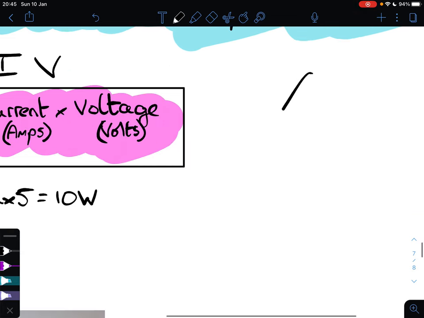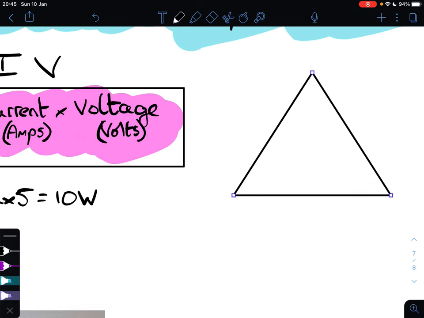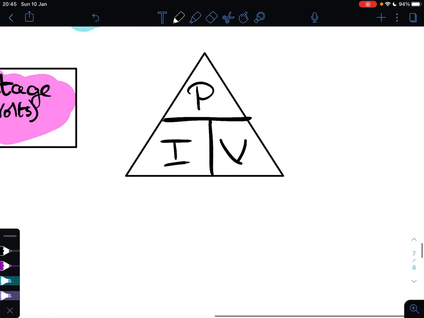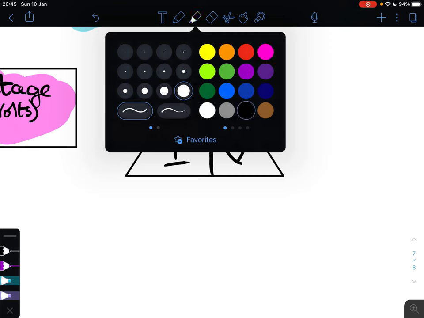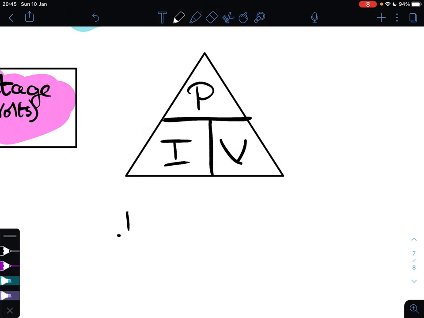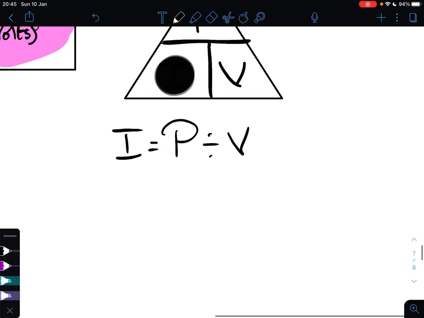As a triangle, it will go like this. Power is current times voltage. If we want to rearrange it, remember we cover up the one we want. So if we wanted the current, we cover up the current and say what we see: power divided by voltage. What if we wanted the voltage instead? Let's put this back as it was.